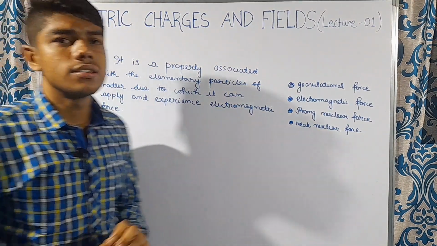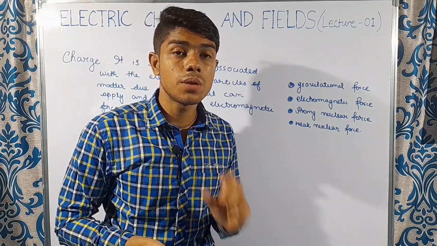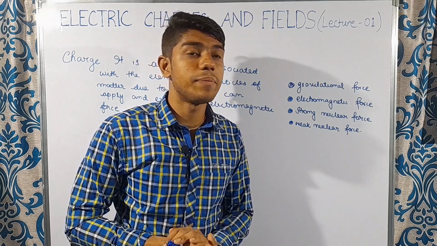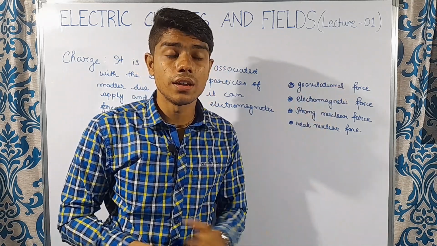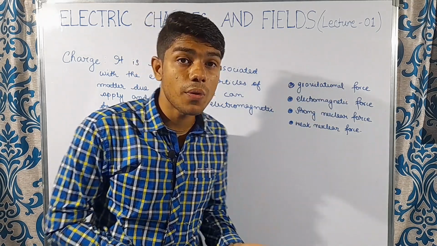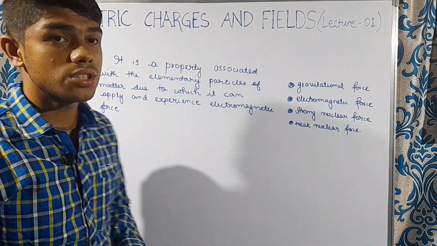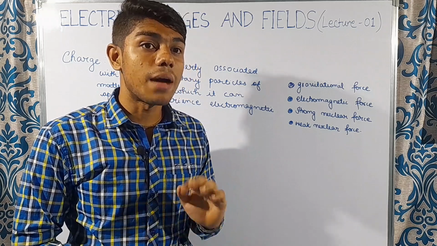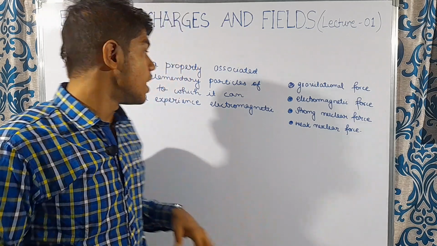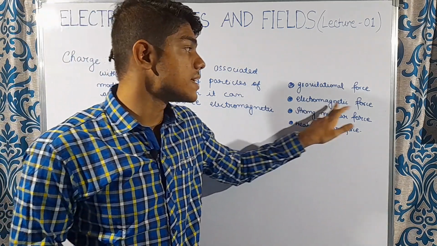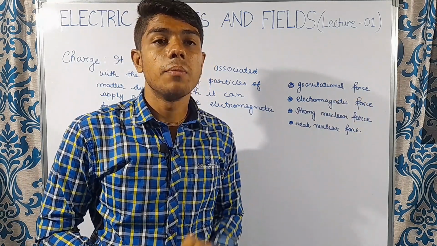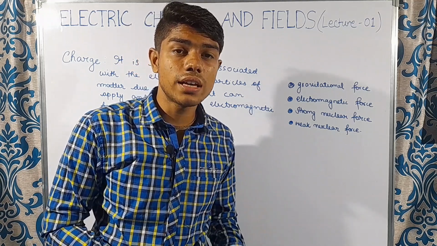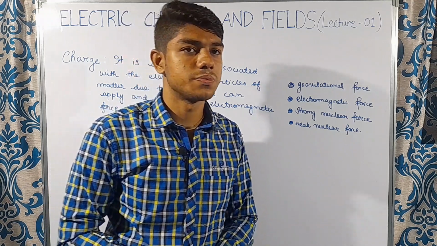Just like a property called mass, due to the presence of which matter is able to experience and apply gravitational force, similarly, due to the presence of another property called charge, any body is able to apply as well as experience another kind of force known as electromagnetic force. But unlike gravitational force, electromagnetic force may be attractive or repulsive in nature.